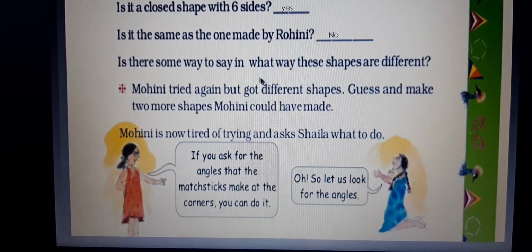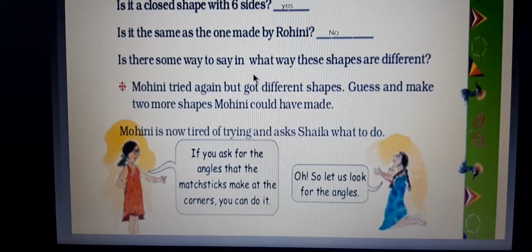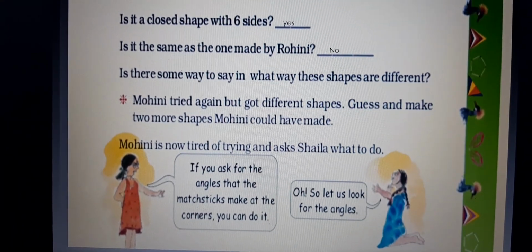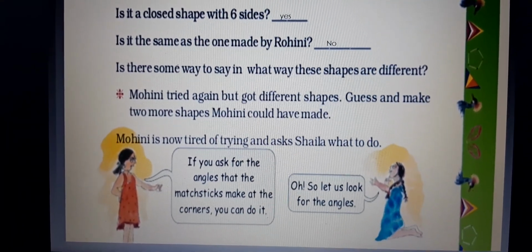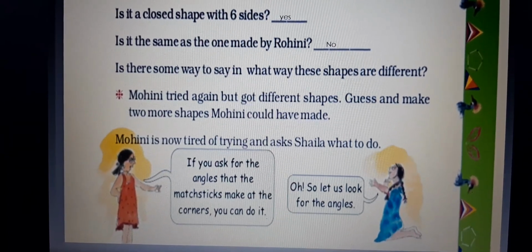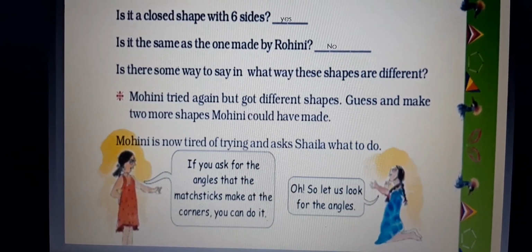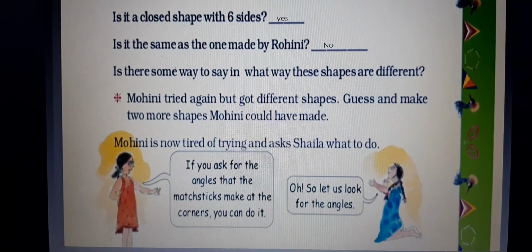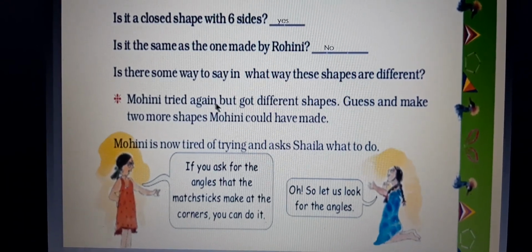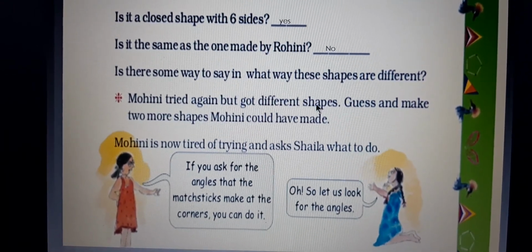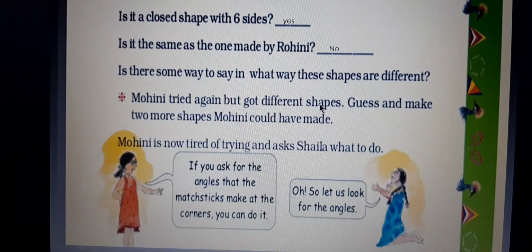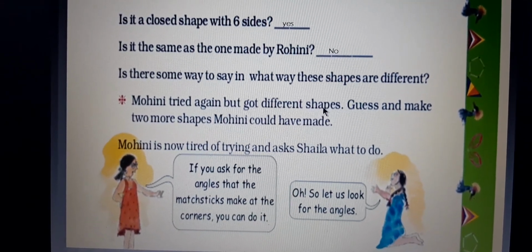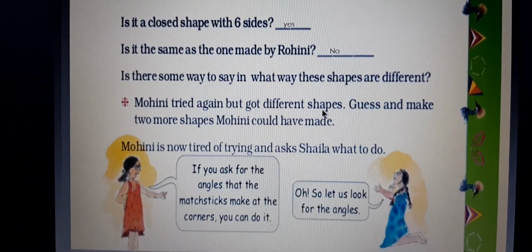Yes, as we have discussed in the previous one, we will have the sides the same, but the shape will be different. So as I said, it will be classified into regular and irregular polygons in that way. Mohini tried again but got different shapes. Again she tried but still she got different shapes, but she was unable to get what Rohini did.